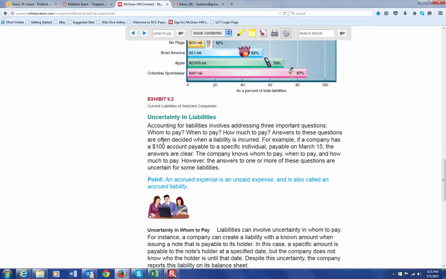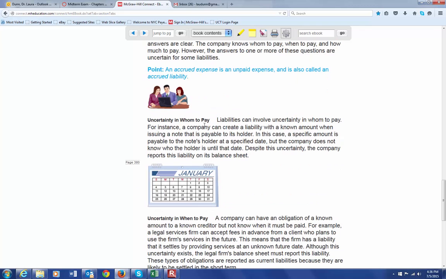Now, sometimes there's some uncertainty in liabilities, meaning it could be one of these three things. You don't know exactly who you're going to be paying, you don't know when you're going to pay, and you don't know how much you're going to pay. Now, you may not have all three of these things true at the same time. But it is possible that one of these things can be true, and it makes it a little bit more difficult to know how to record it. Such as uncertainty in whom to pay.